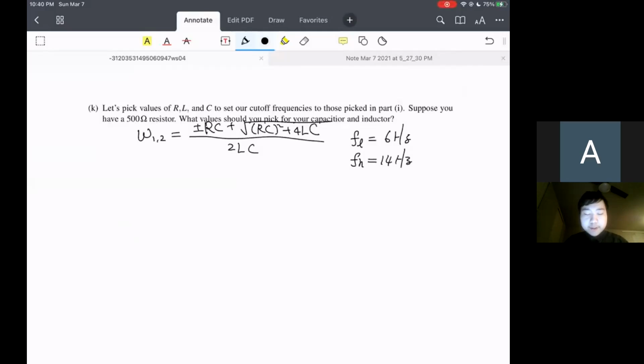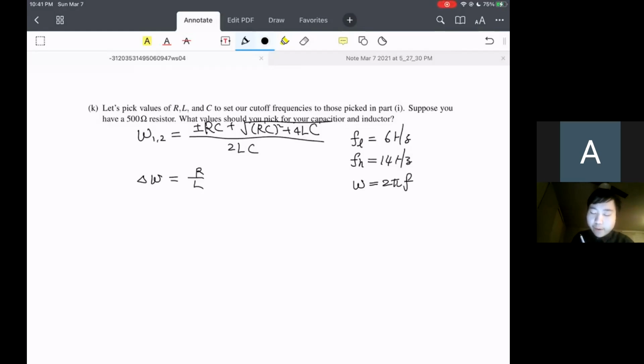So again, we should be noting that in this question, the omega are in the unit of radians per second. As I derived earlier in this question, we know that omega is equal to 2 pi f. Okay. So the first thing that we notice here is that the difference between the two cutoff frequencies is equal to R over L, because we can just get rid of the square root term. That's really convenient.